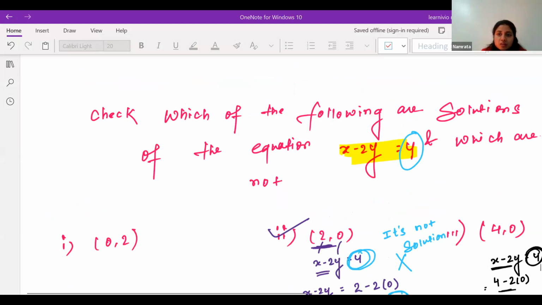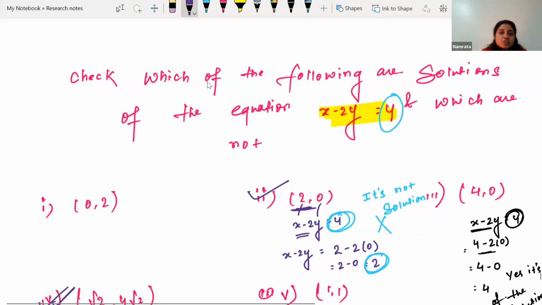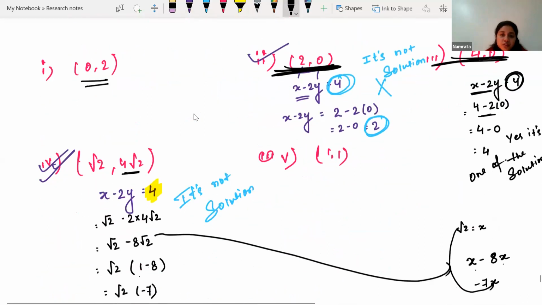Okay, so here, this is the question. Check which of the following are solution of the equation written over there. I'm not writing it. This is given in the question itself. Check which of the following are solution of this equation and which are not. So this is the question given, that which points are the solution and which points are not the solution. Now here, this is also a question. This is also a part of the question. I have not written it by myself.